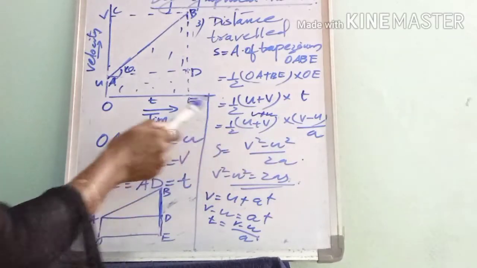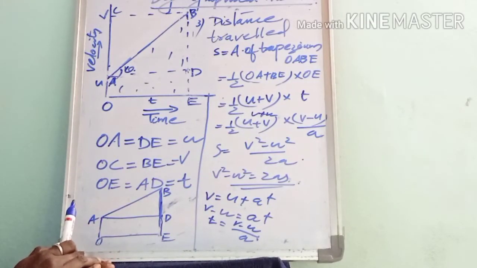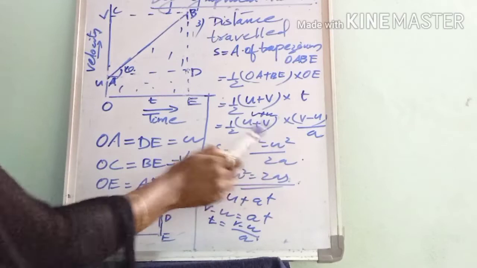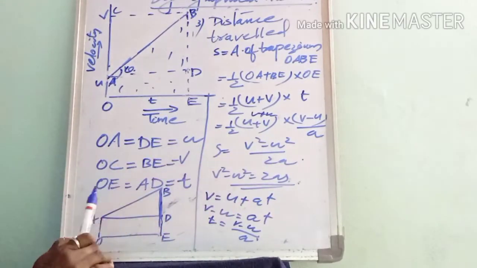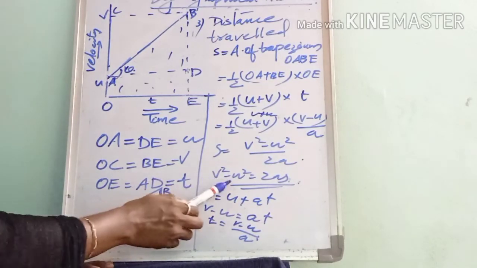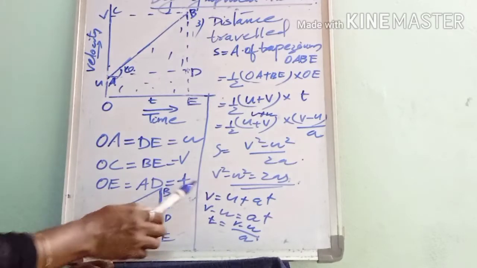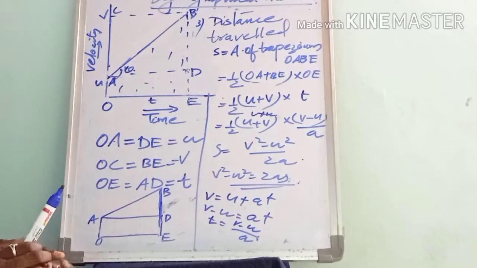So it is half, U plus V into V minus U by A. Actually this is in the form of A square minus B square. So we can write it as V square minus U square divided by 2A. And this can be rearranged as V square minus U square equal to 2AS. That is the third equation of motion, the position velocity relation.